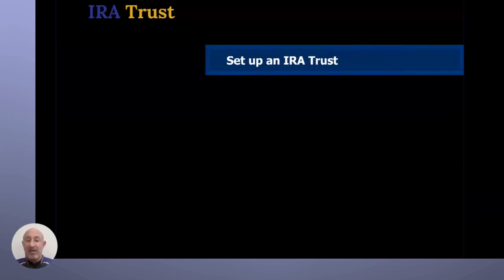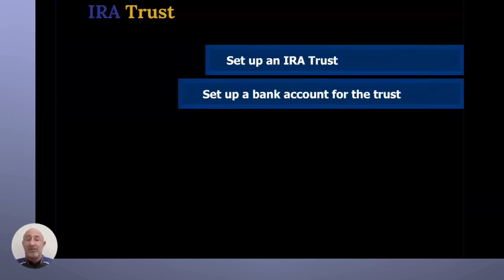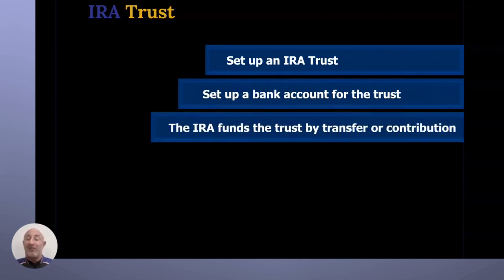So you can set up an IRA trust. You can set up a bank account for the IRA trust. The IRA funds the trust by transferring or contributing. So here's the thing, for your IRA, this is also a great way to keep your IRA custodial fees down, because the IRA can fund the trust.